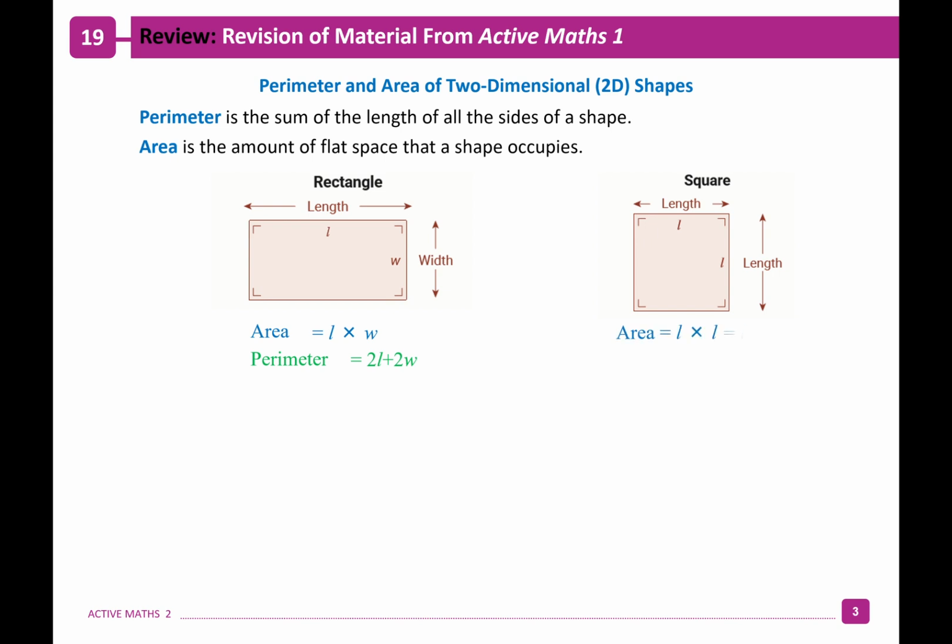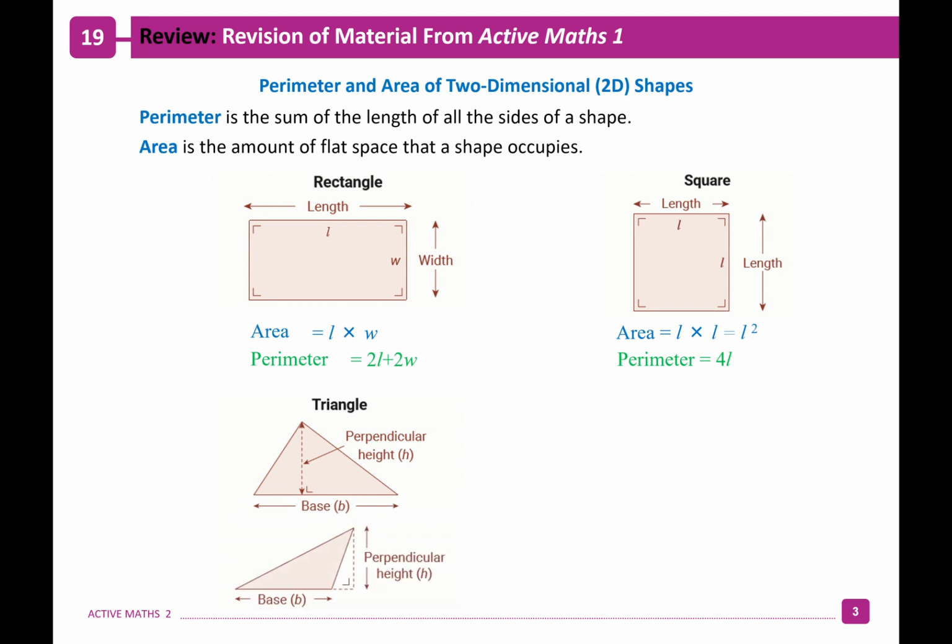The area of a square is length times length, as all sides are the same length. This is length squared. The perimeter of a square is length plus length plus length plus length, which is 4 times L.